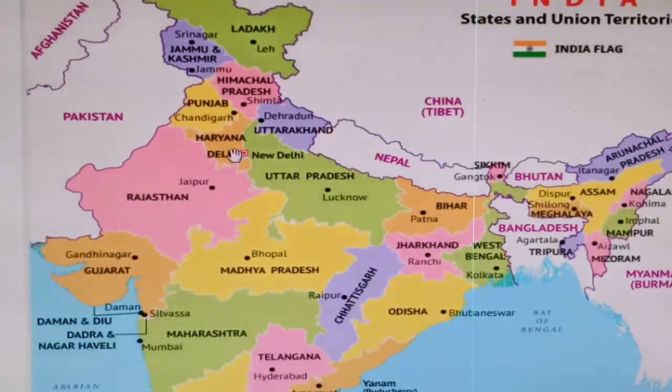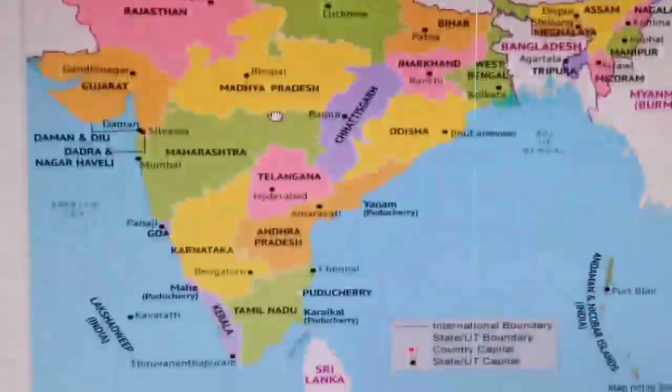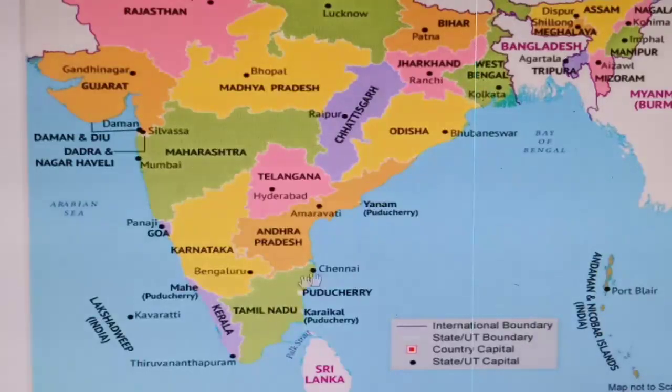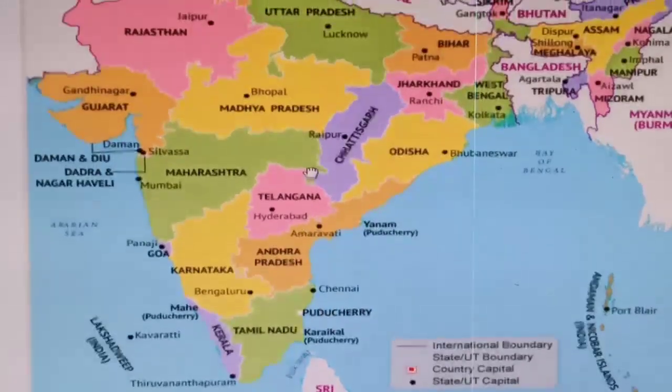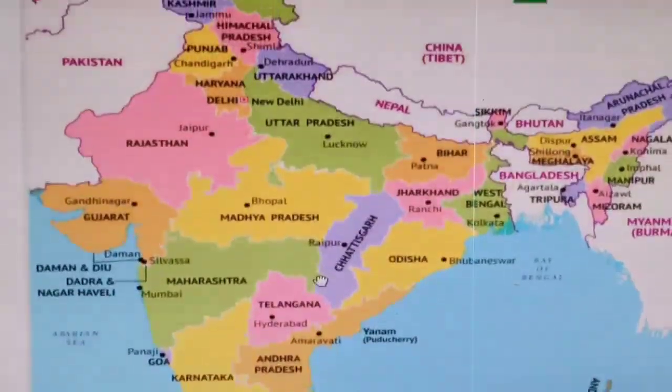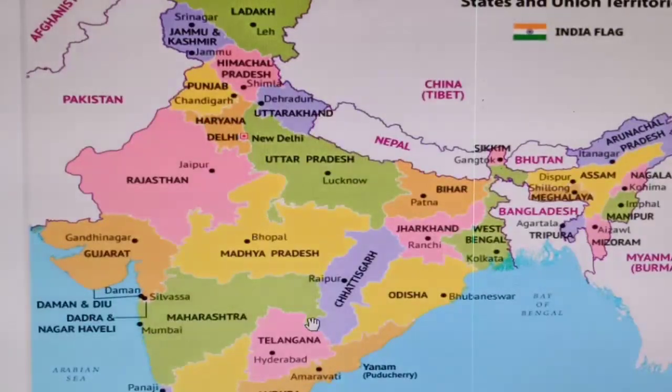Next are Delhi, Chandigarh, Andaman Nicobar as well as Lakshadweep, and Puducherry. In total, how many are there? 8 union territories. And how many states are there in total? 28 states.